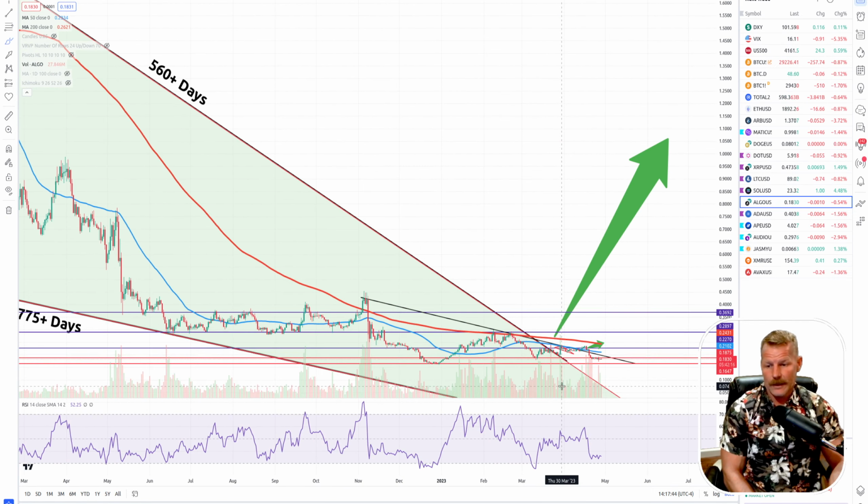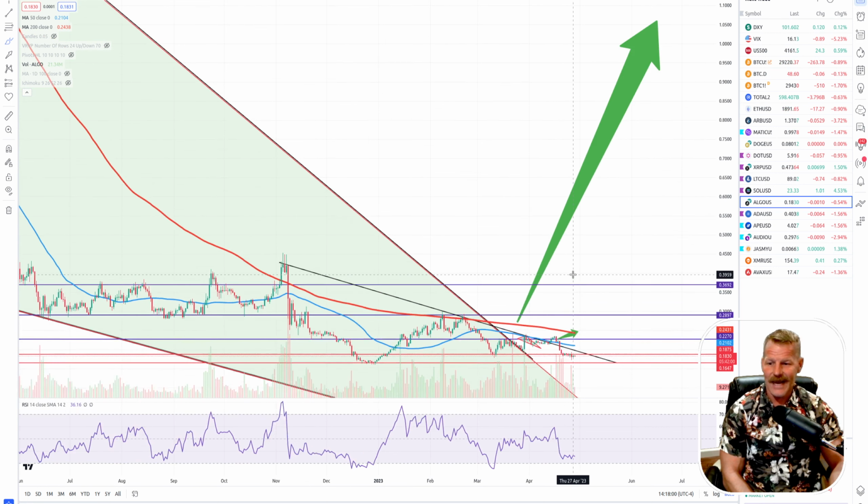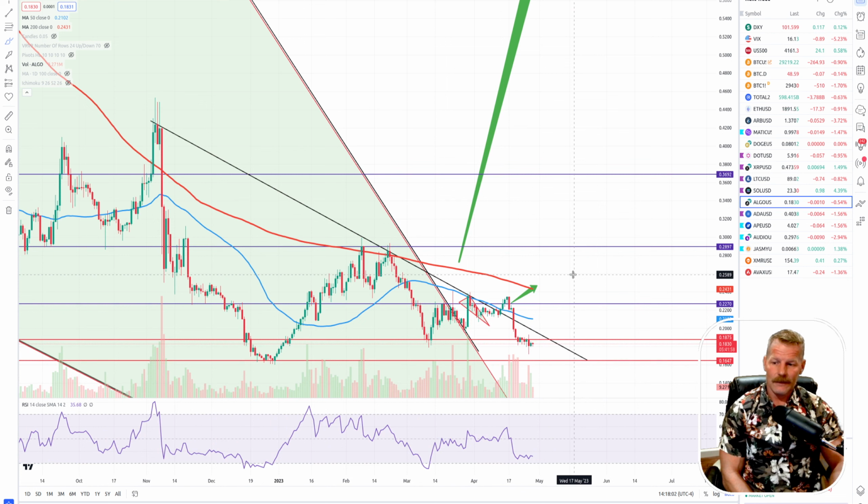Actually, I should say this. We should, from a technical sound point of view, come back down and test the top side of this descending wedge. But that's way down at 5 cents, and that's kind of scary. That's one of my long holdings, and so I don't like to say that or see that. But from a technical perspective, that is probably more precise.